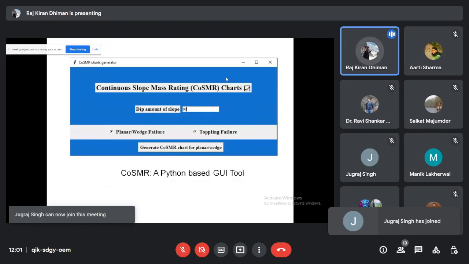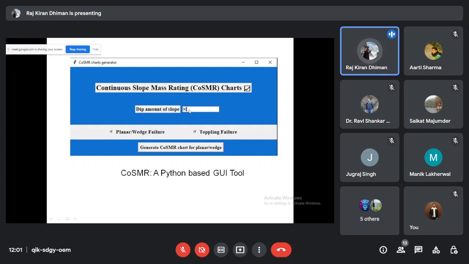So this is the interface of the tool which we have developed, and you can see the dip amount of the slope, you just have to put the value here. For example, I have used 90 degree, and you click on the planar wedge, and you can generate the SMR chart for planar wedge. And if you want toppling failure, you can generate the chart for toppling. Why are planar and wedge combined in a single option? Because the factors that govern planar and wedge are actually similar. Okay.